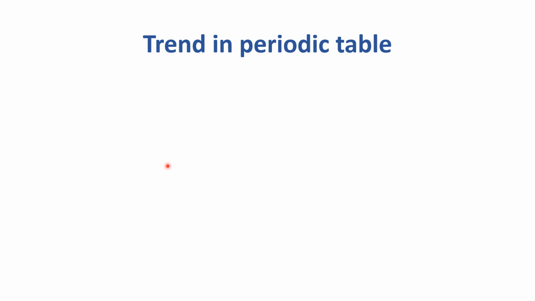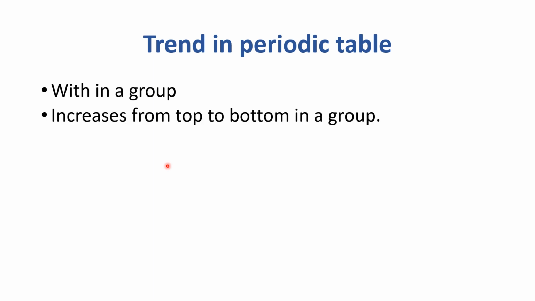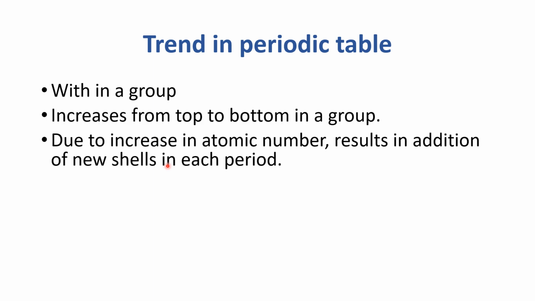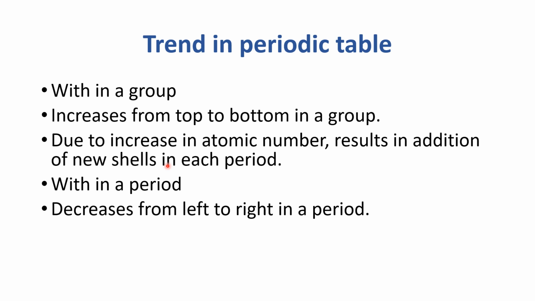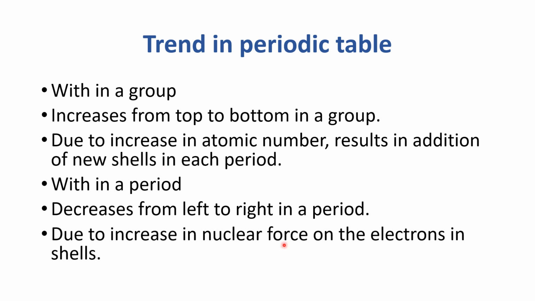If we talk about its trend in periodic table, within a group it increases क्योंकि हर successive period में एक shell increase होता जाता है, while in a period it decreases क्योंकि nuclear force electrons पे ज़्यादा होती जाती है, जिसकी वजह से वो shell shrink कर जाता है.